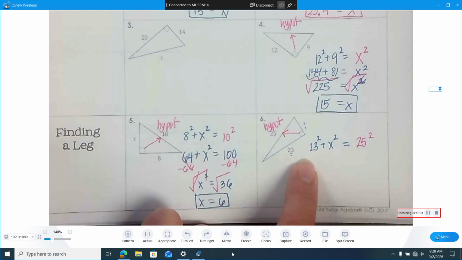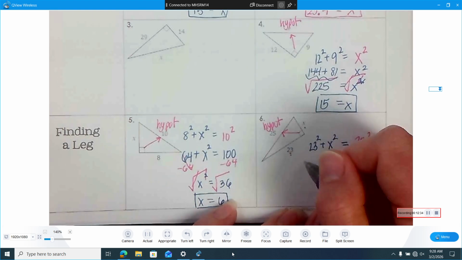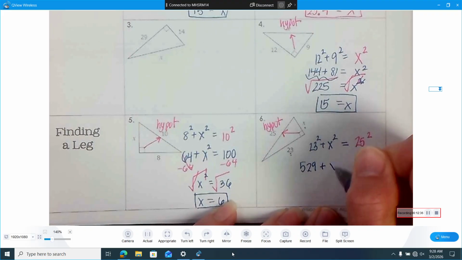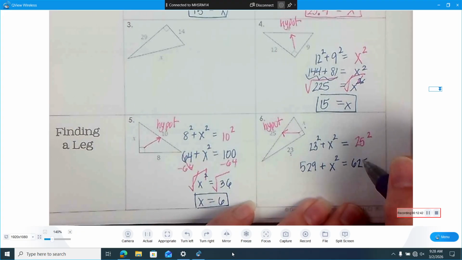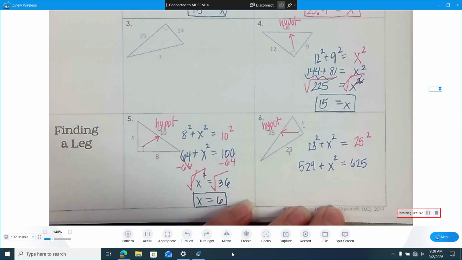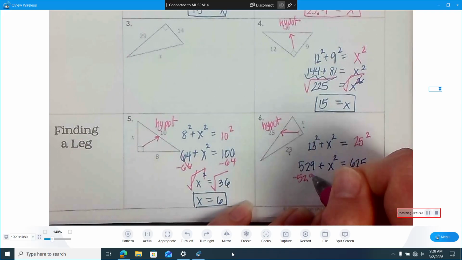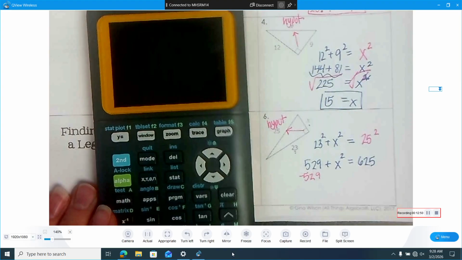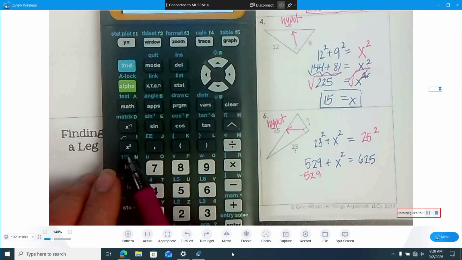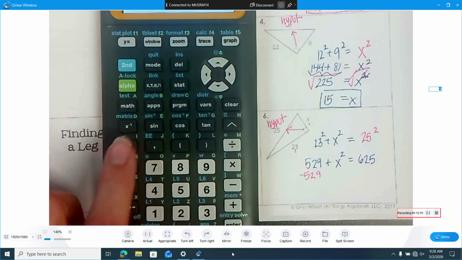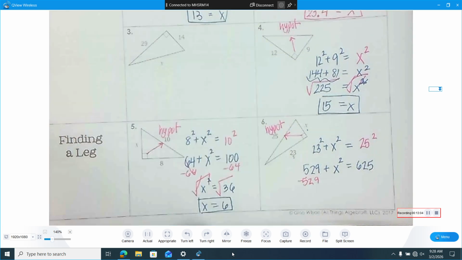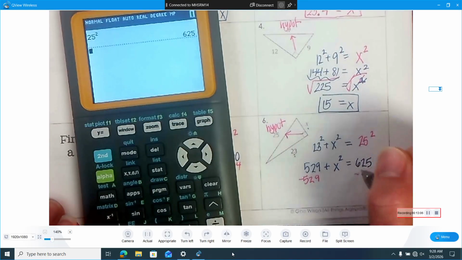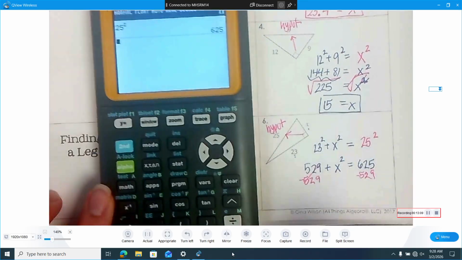All right, what is 23 squared? 529 plus x squared equals, what's 25 squared? 625. Okay, and then we need to do what? On my calculator, there's a really easy squares button right here. If you just type in 25 and hit the square button, that's the easiest way.